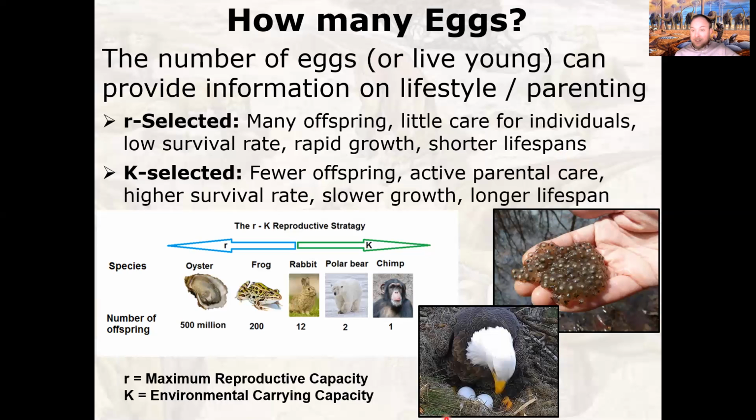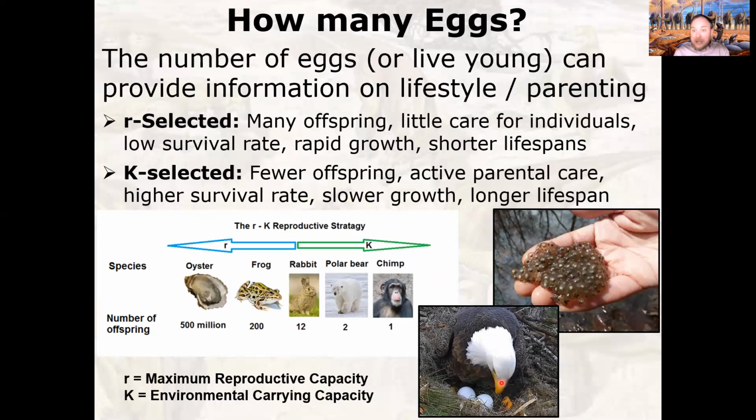K-selected is something more like these bald eagles here. You see they only have 2 eggs in this nest. They can have more, they can also have less, but you see they've got 2 eggs here. And you also notice that the eagle is in the picture with the eggs. Eagles will occasionally leave the nest, so it's not like they're always there, but this eagle is insulating these eggs. It's caring for these eggs. It's protecting these eggs. It's devoting a lot of its energy to making sure that these few offspring make it to adulthood, and therefore they have a much higher rate of survival.